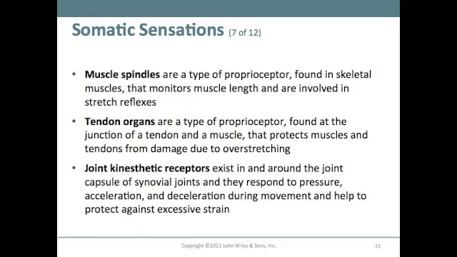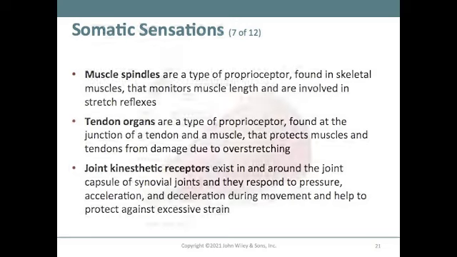There are several types of joint kinesthetic receptors. These are present within and around the articular capsules of the synovial joints. Free nerve endings and bulbous corpuscles in the capsules of joints respond to pressure. Small lamellar corpuscles in the connective tissue outside the articular capsules respond to acceleration and deceleration of joints during movement.